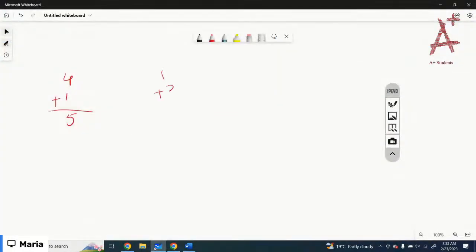So start with 1 and add up to 3. So it is 1, 2, 3, 4. So it would be 4. 1 plus 3 equals 4. Got it?